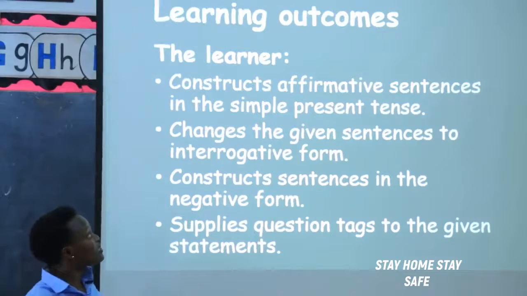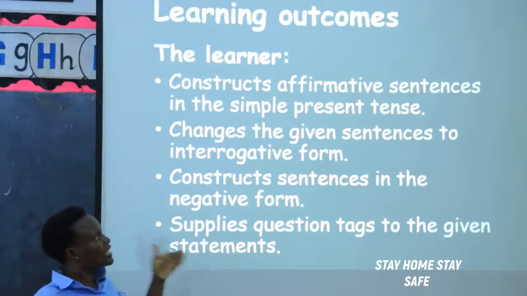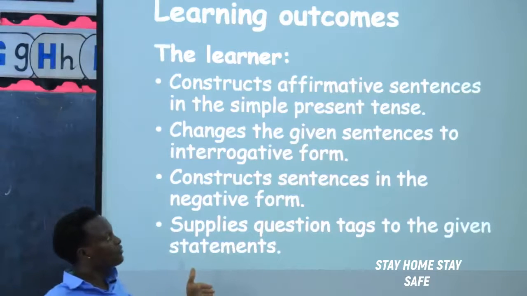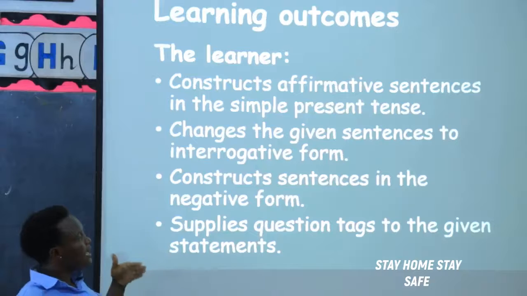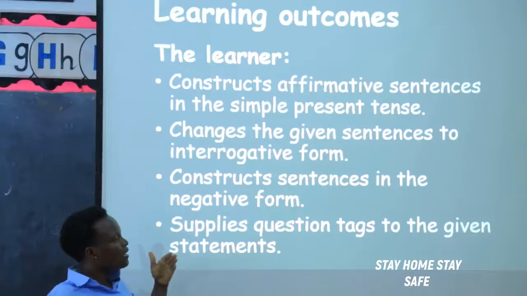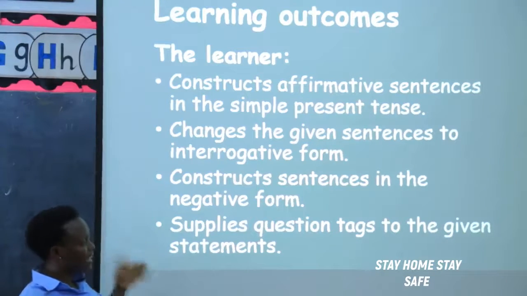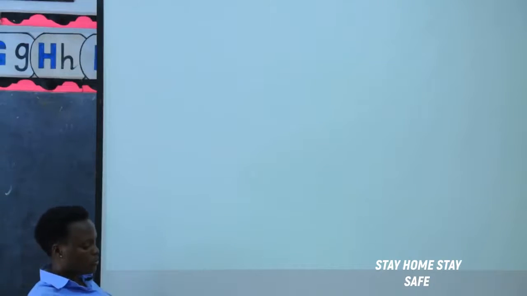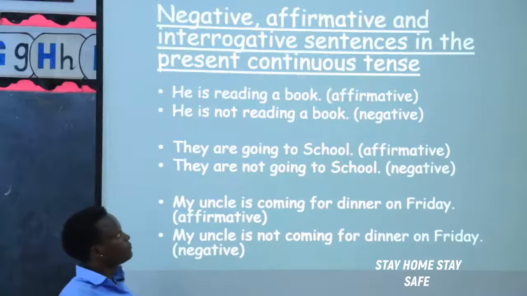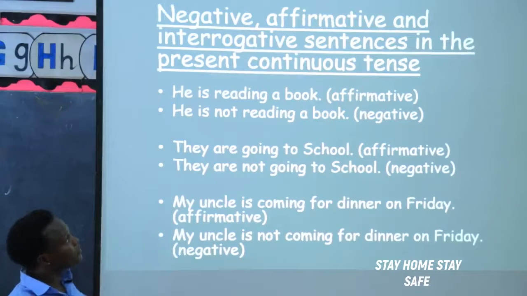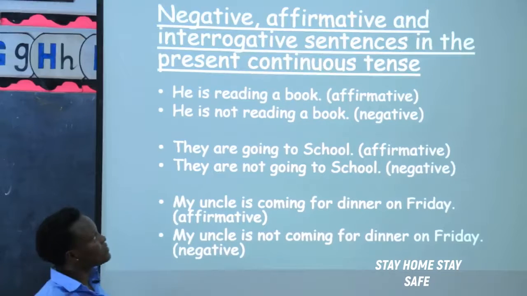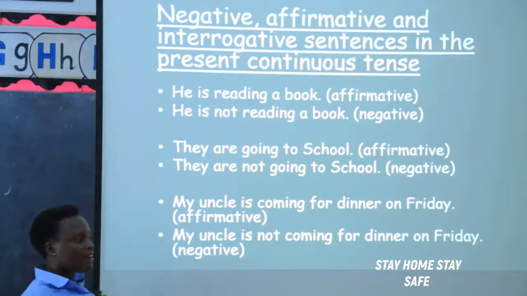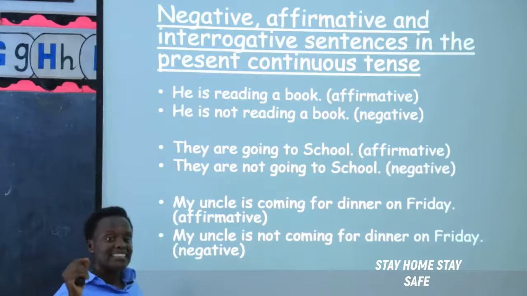So by the end of the lesson, you should be able to construct sentences in the affirmative, in the negative, in the interrogative, and also to supply question tags. So let's continue. The negative, interrogative, and affirmative sentences in the present continuous tense. Remember, we said that the negative is formed by adding not.